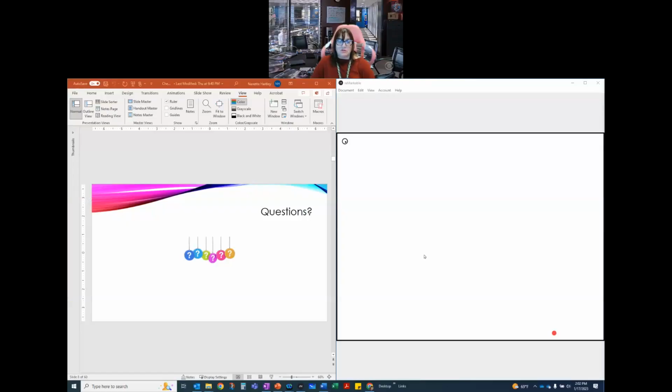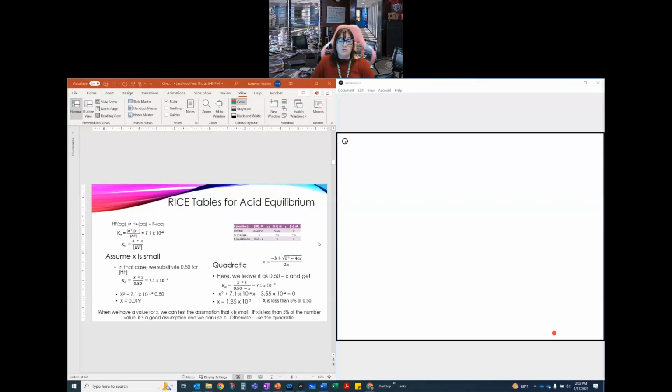All right, guys. So we'll pick up right where we left off. What we're going to be doing is looking at some math, okay? Just like we did in the lecture before last, we can set up RICE tables for the acid equilibriums because we're dealing with the same thing.